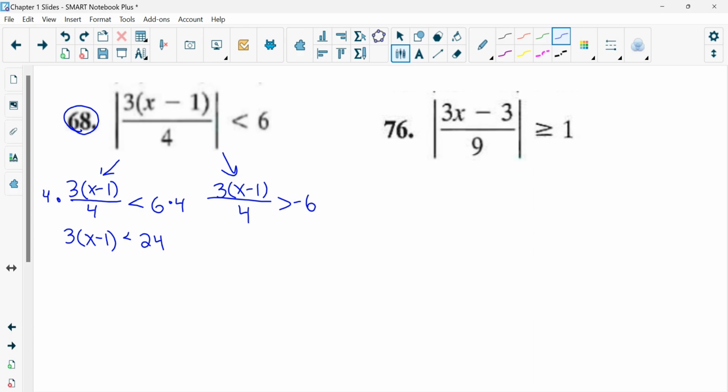Now, if you wanted to, you could distribute that 3 through, but since that 3 is in front being multiplied, I think it's just as easy to divide by 3 right away. So that's what I'm going to do. If you decided you wanted to distribute, there's nothing wrong with that. It's just kind of an extra step. So that's going to give me x minus 1 is less than 8. And when I add 1, I will get x is less than 9.